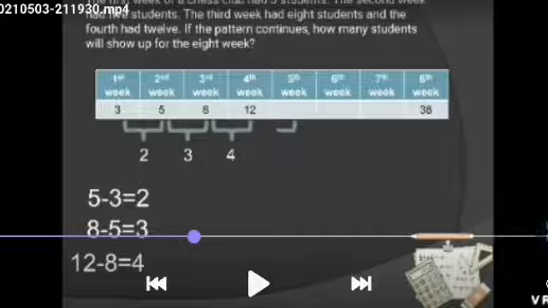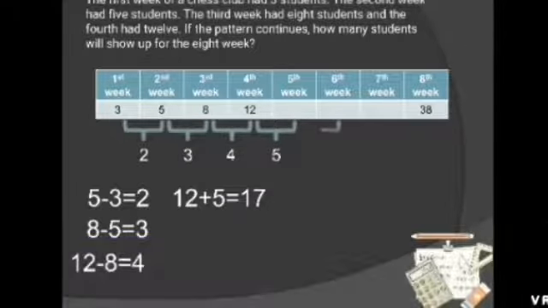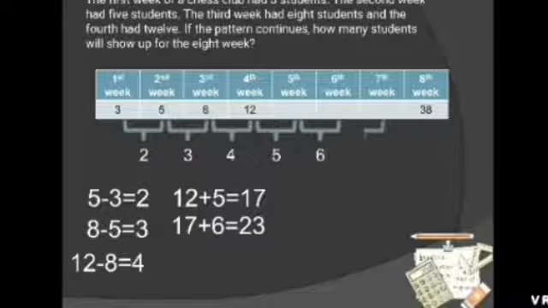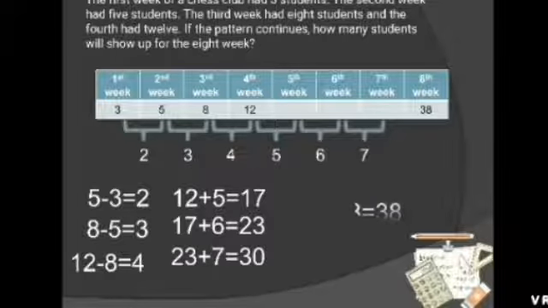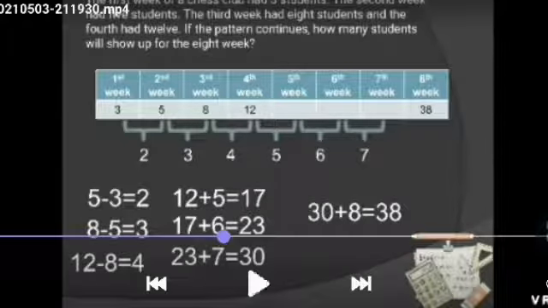So the next week, on the 5th week, the possible students that will show up will be 5 additional. And the 6th week will be 6 additional students. The 7th week will show up 7 additional students. And the 8th week will show up 8 additional students. That will have a total of 38. Therefore, there are 38 students who will show up for the 8 weeks in chess club.